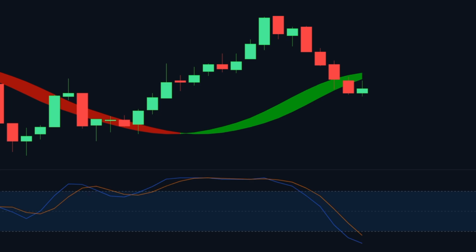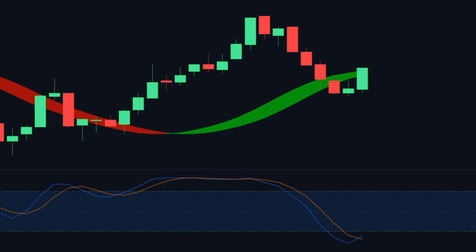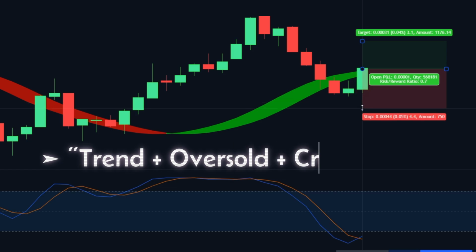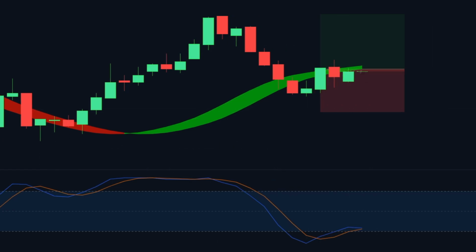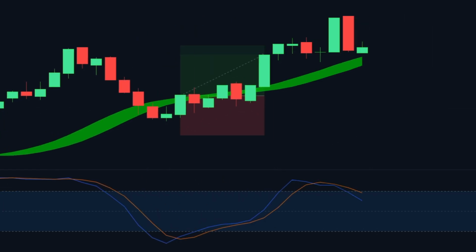It's now officially oversold. We don't enter yet. We wait for the signal. And there, where the blue Stoch RSI line crosses back above the orange line, still in the oversold area, that is our high probability entry signal. And look what happens next, a fantastic move to the upside.